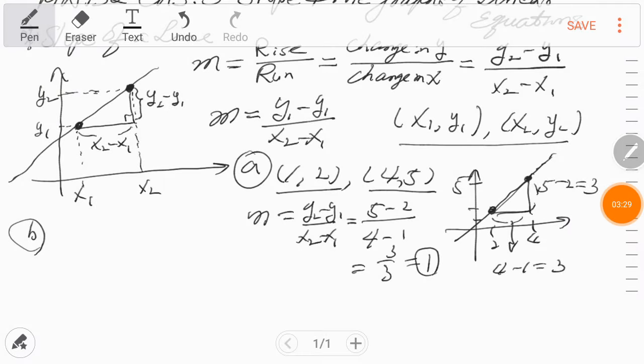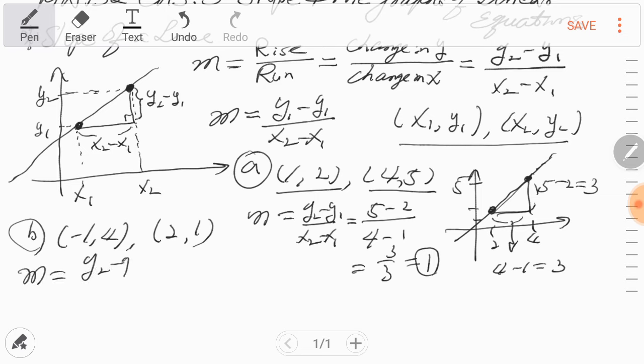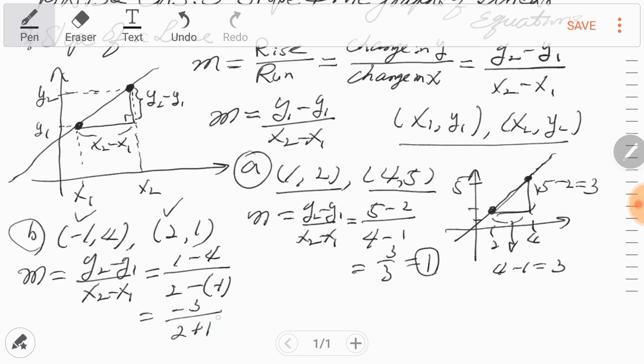Okay, let's try another example. Here are 2 points: (-1, 4) and the other ordered pair is (2, 1). So the slope is y2 minus y1 over x2 minus x1, rise over run. So 1 minus 4 over 2 minus -1, then -3 over 2 plus 1, so -3 over 3, which is -1. So the slope is -1.